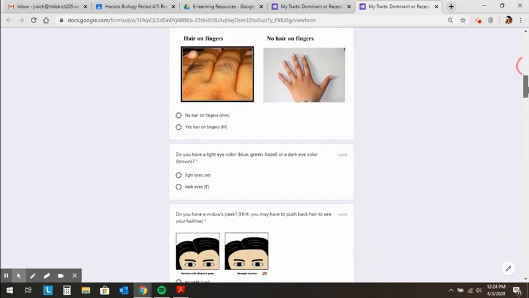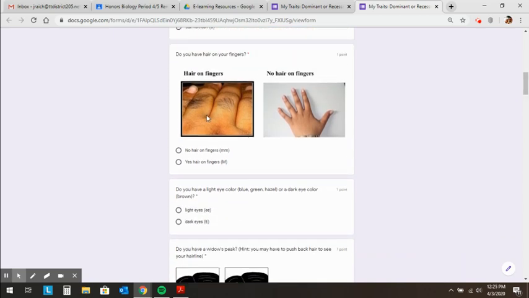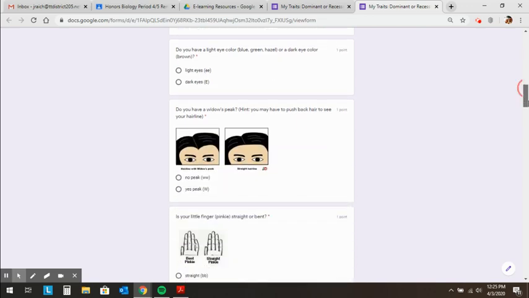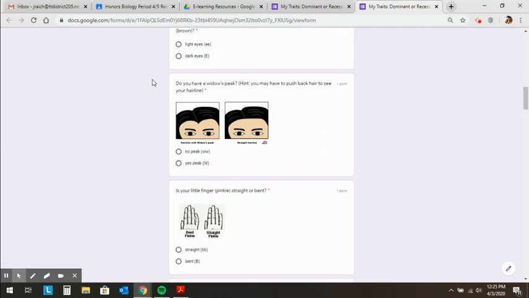Do you have hair on your fingers? If you do, then you are going to have the dominant or capital M, and if you don't, you're going to have two lowercase m's. Do you have a light color eye with blue, green, or hazel, or do you have dark color eyes? And then we have two more. Do you have a widow's peak, where your hairline has this sort of bend or shape to it, or do you have a straight hairline?